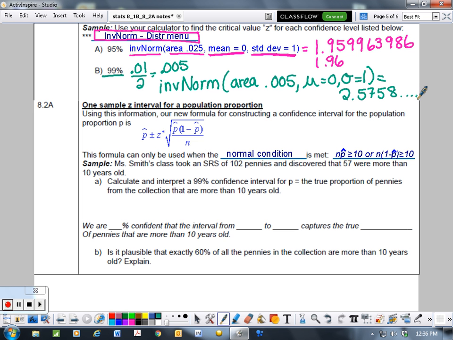Okay, so now we're going to put all this stuff together, get an idea of how this works. We are going to look at a one sample z-interval for a population proportion. So we're working with proportions. We're doing a z-interval because it's a normal curve, and it's a one sample because I'm only taking one sample from the population and evaluating just that one sample.